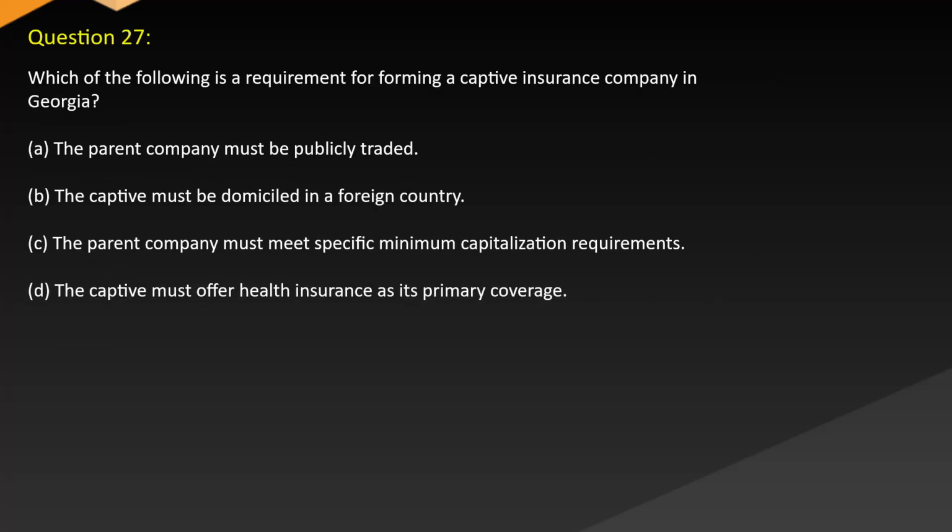Question 27. Which of the following is a requirement for forming a captive insurance company in Georgia? A. The parent company must be publicly traded. B. The captive must be domiciled in a foreign country. C. The parent company must meet specific minimum capitalization requirements. D. The captive must offer health insurance as its primary coverage.